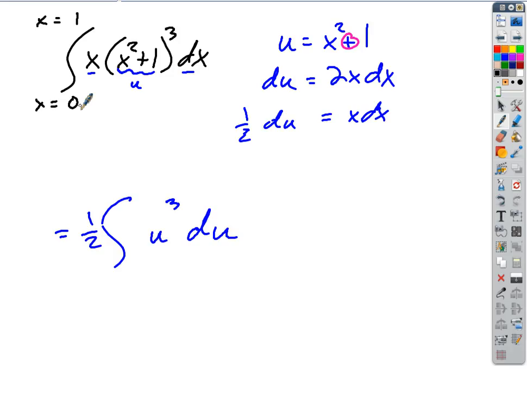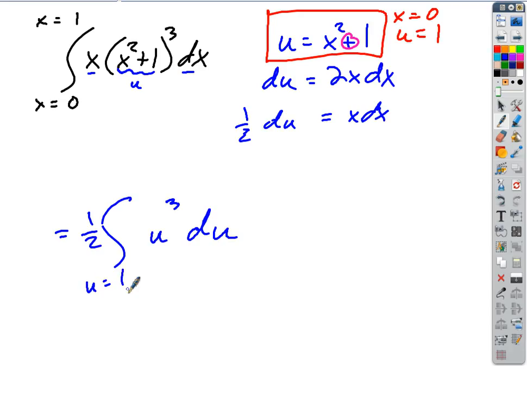That's easy to do, though, because we've got a built-in equation that relates u and x. All I have to do when I make a u substitution is find the new u values that go with these x limits by plugging in those x values to find the corresponding u values, right? So from this equation up here, when x equals 0, u would equal 1, right? So we've got the lower limit u equals 1.